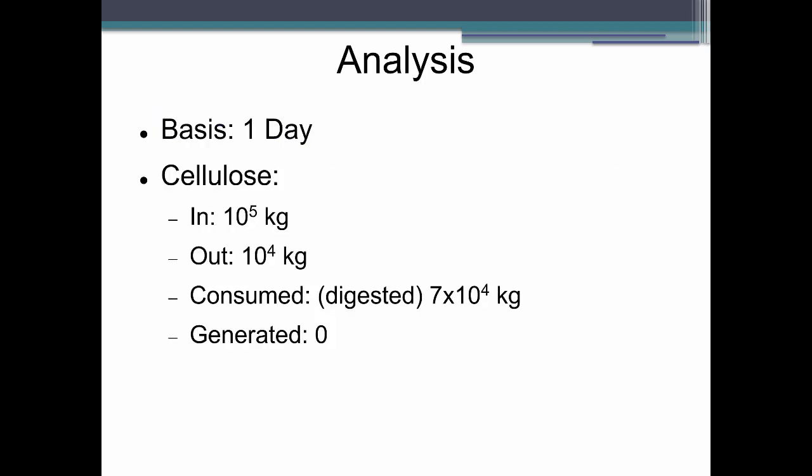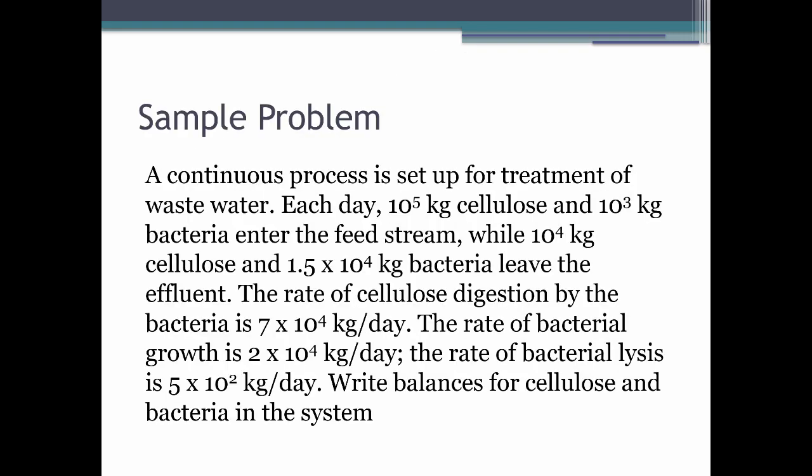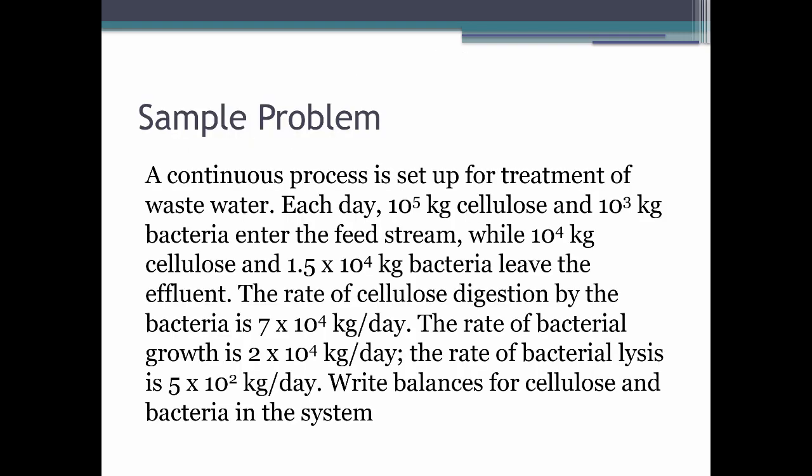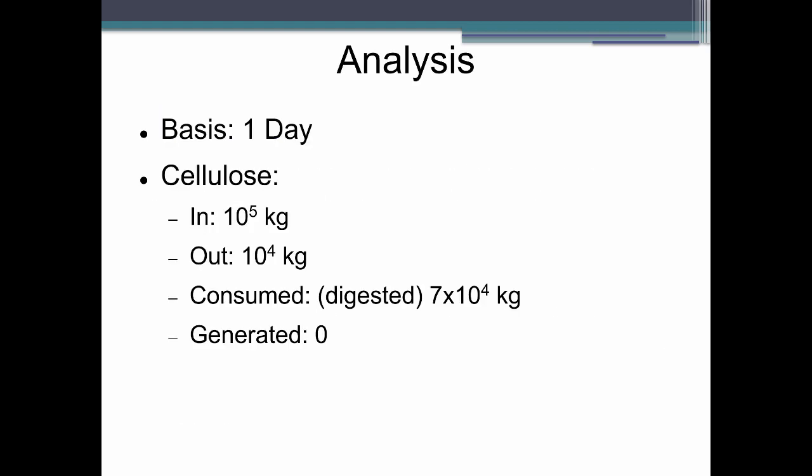So the first step is always to analyze what you have. Our basis is 1 day because most of the units are given per day. So this is kilograms per day, or input per day. The easiest is to get a basis of 1 day. Although it's up to you, you can write it per hour, or even per second. You just need to convert these units into a per hour basis or per second basis if you want. Now, since you have 1 day, let's start with cellulose.